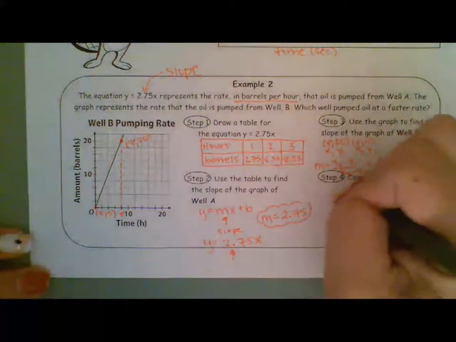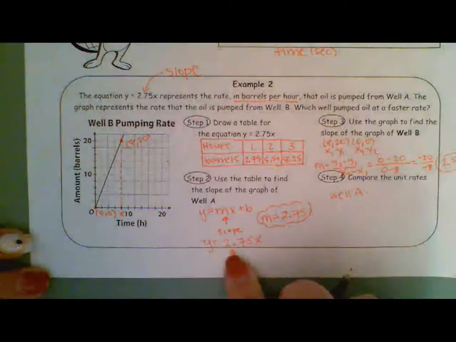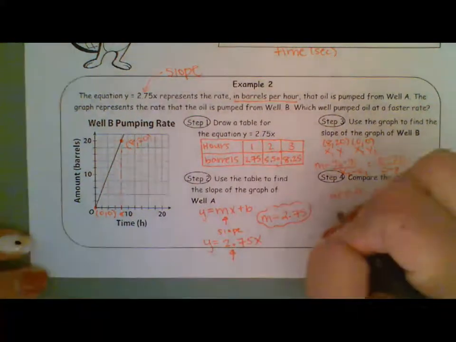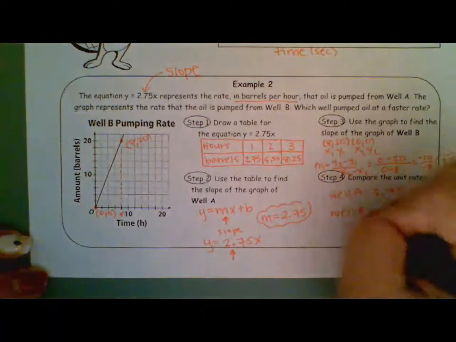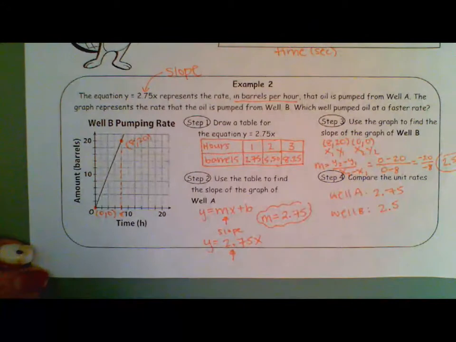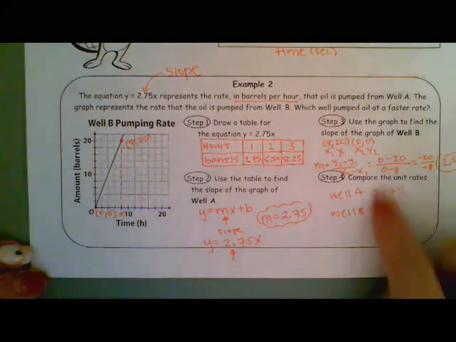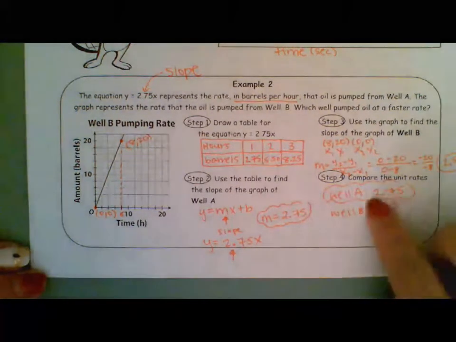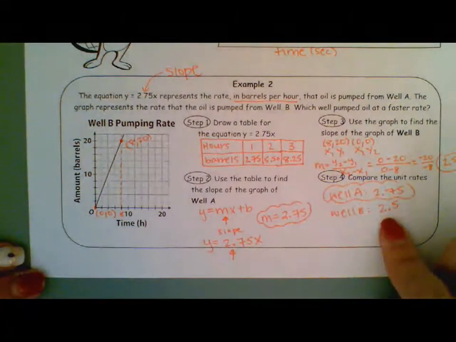Now we're going to compare the unit rates. So well A, we already found it over here. It's 2.75. Well B is 2.5. So which well pumped at a faster rate? Well A. Because it's 2.75 and that's a bigger number than 2.5.